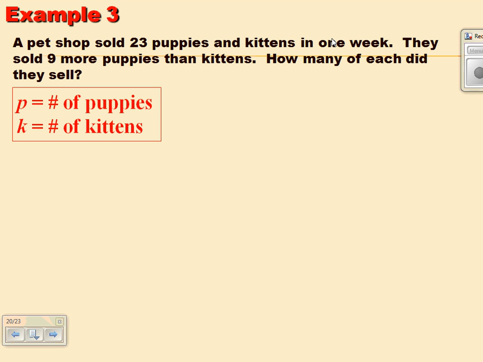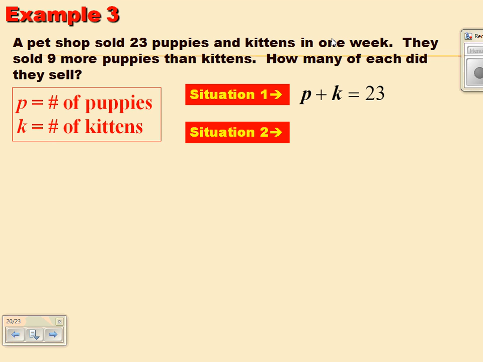I then will write an equation for the first situation or sentence. There are 23 puppies and kittens, so P plus K equals 23. They sold 9 more puppies than kittens. So what's situation number 2? P equals K plus 9. Puppies equals 9 more than the kittens.